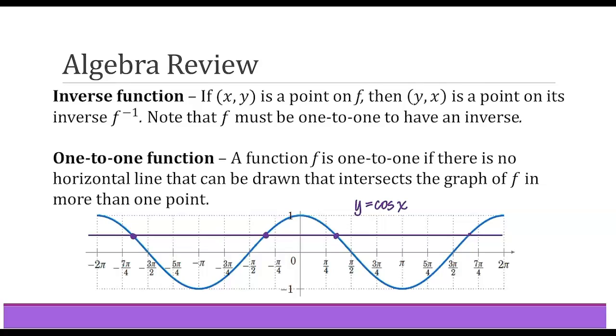Just looking at this portion of the graph, I'm intersecting 4 times. And of course it's periodic, so it keeps going. It's going to intersect infinitely many times. That means the cosine graph is not 1-to-1. But we want to be able to find an inverse for cosine. So now we're going to talk about how we define cosine inverse of x.